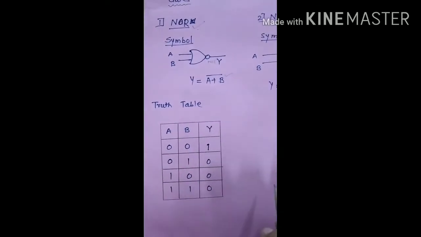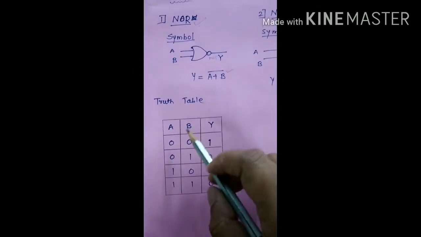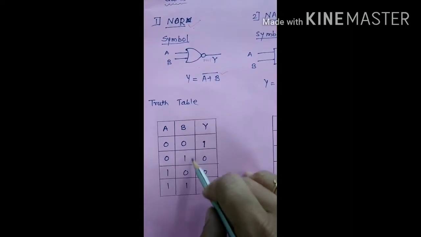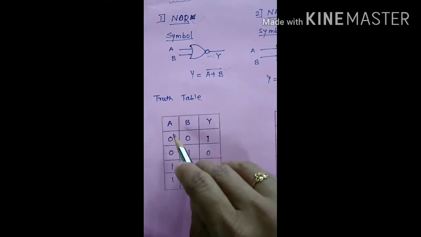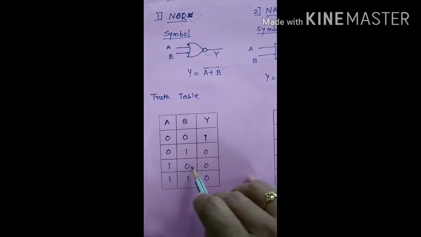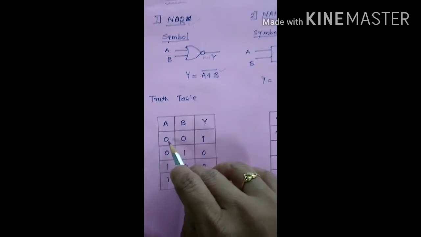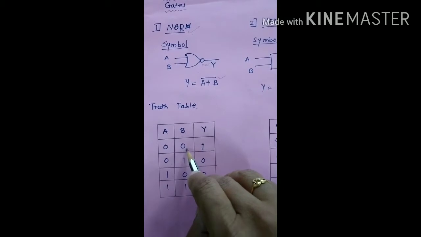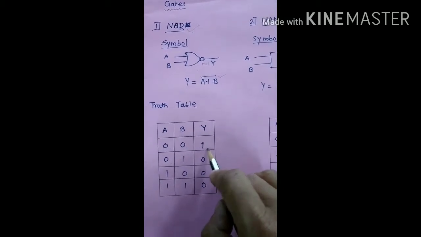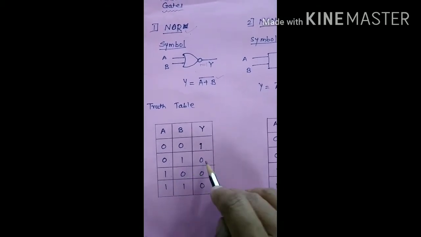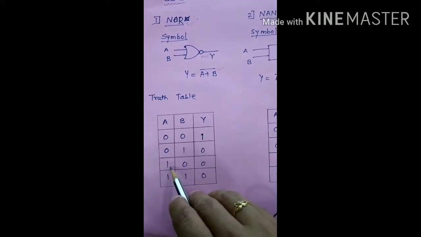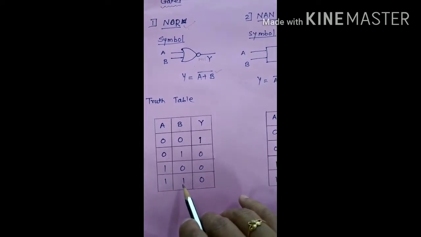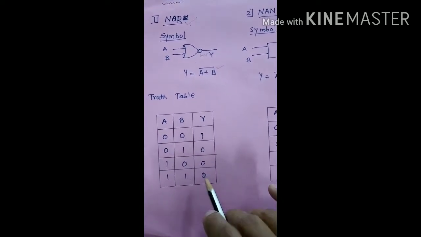Now this is the truth table for NOR gate. There are two inputs we are considering, A and B. So 4 possible combinations are there: 0 0, 0 1, 1 0, 1 1. When the first combination is 0 0, 0 NOR with 0, answer is 1. 0 NOR with 1, answer is 0. 1 NOR with 0, answer is 0. And 1 NOR with 1, answer is 0.